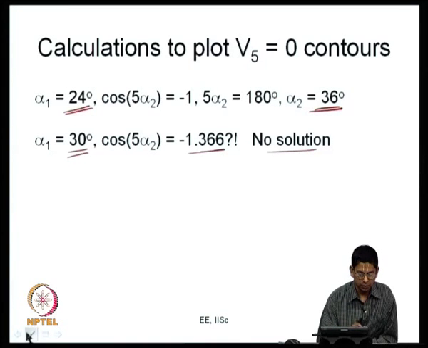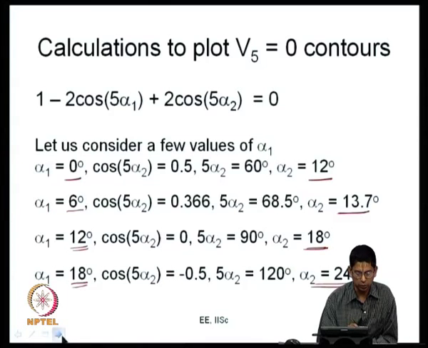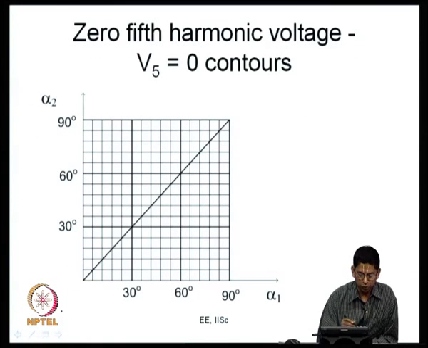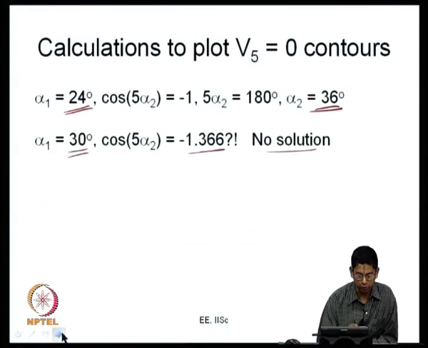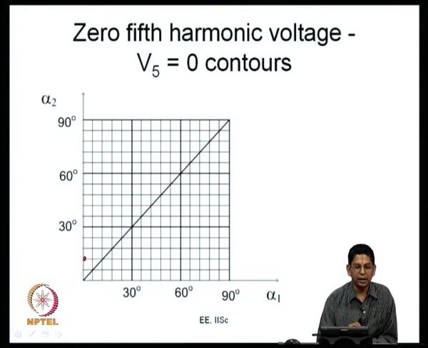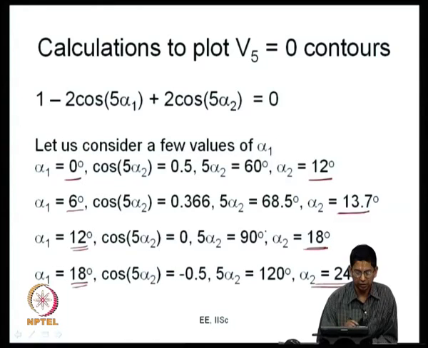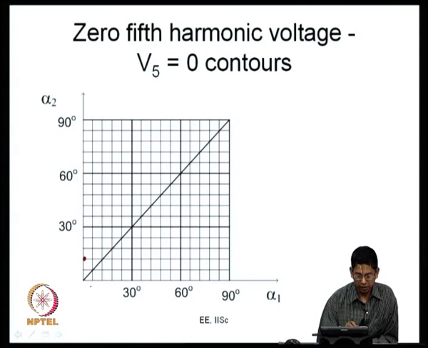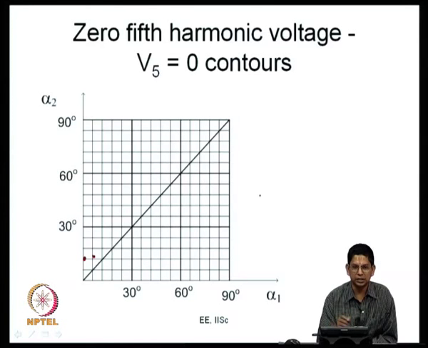So, if you plot this, you started with alpha 1 is 0 and alpha 2 equals 12 degrees. So, this is my point, that is the point that I have indicated here now. The next point I have considered is 6 degrees and 13.7 degrees. So, 6 is here and 13.7 is slightly above that. You see that I have formed a grid once in every 6 degrees, which is basically 30 degrees divided by 5. It is convenient to draw this. So, I have just taken a grid like this.